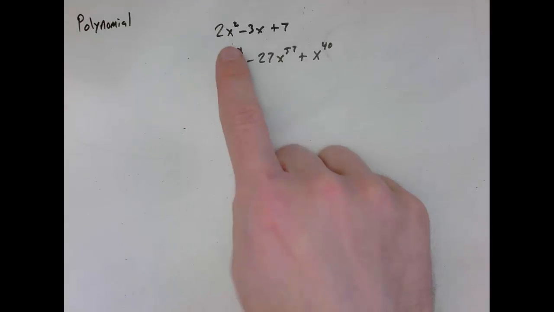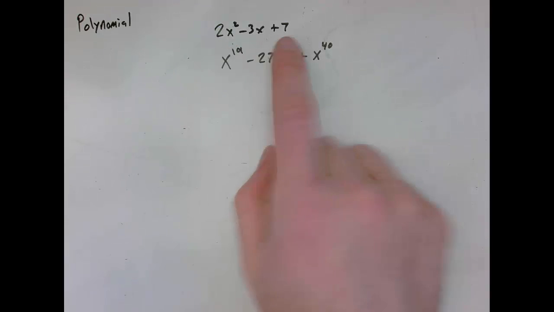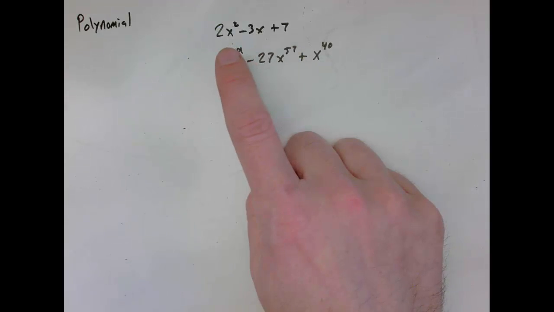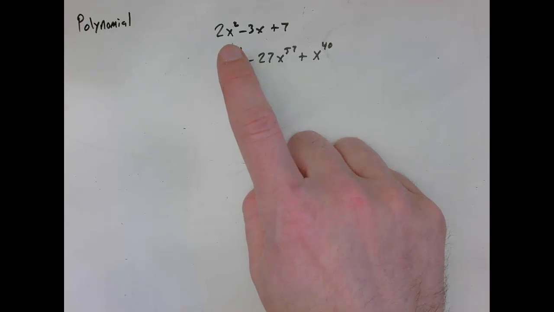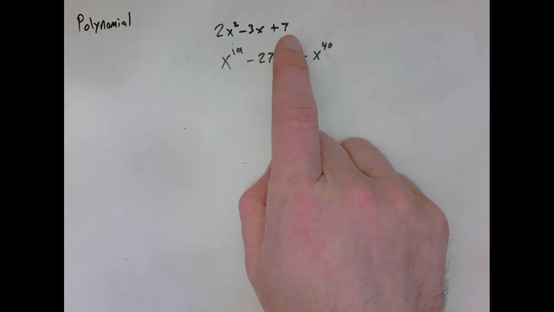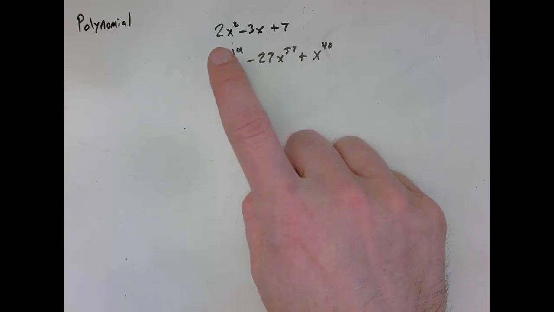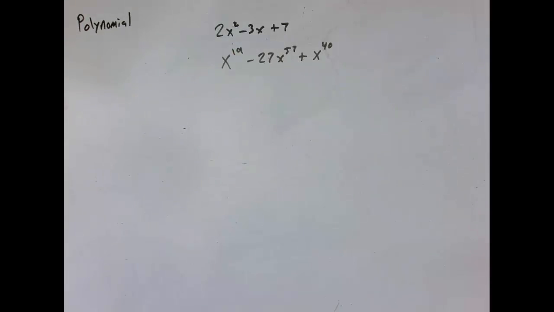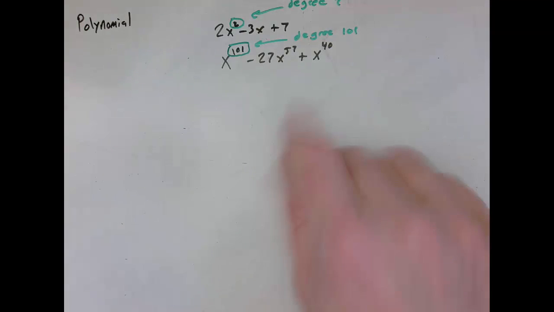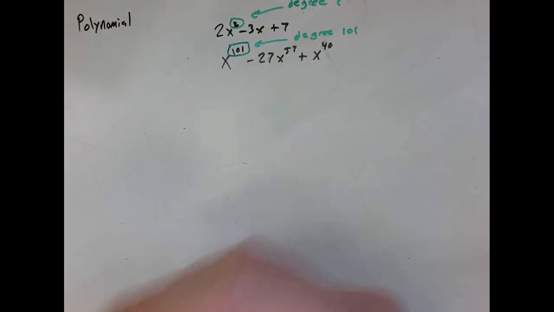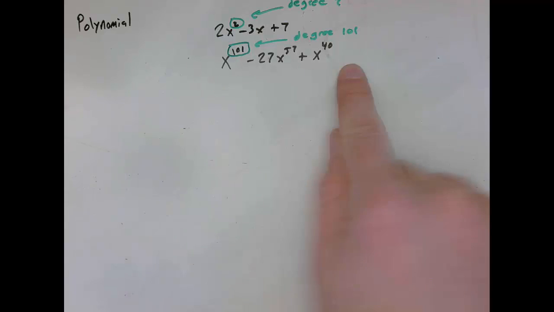A polynomial is an expression that consists of multiple terms, each of which is a non-negative power of x. So x squared, x to the first, you could imagine this as x to the 0th power, and each of the terms can have a coefficient. Every polynomial has a degree, which is the term with the highest power. Sorry, it's not the term. The degree of the entire polynomial is given by the highest power term. So I would say that this entire polynomial is degree 101.